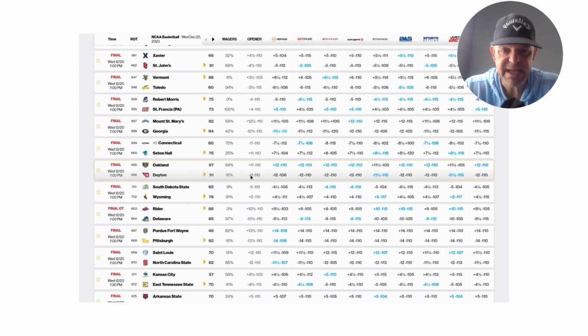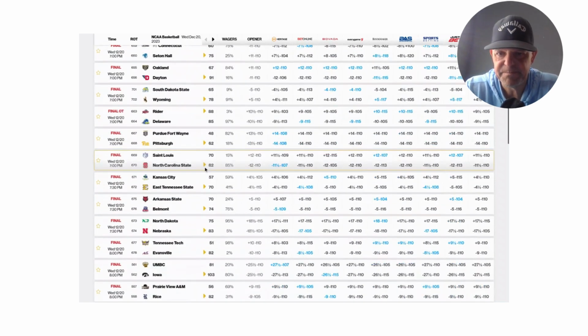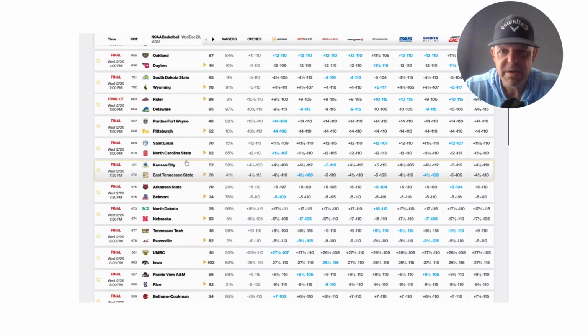Oakland and Dayton, the line opens at 11. Scroll over here to Bookmaker, 11 and a half. So that would be a play. Dayton won and covered. Okay, here's another good one. NC State. We had NC State minus 12. The line remains at 12. And check that out. That was a push as well.